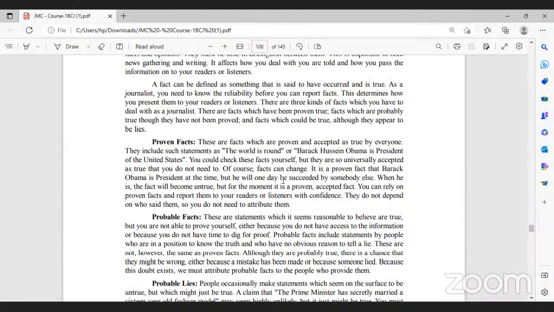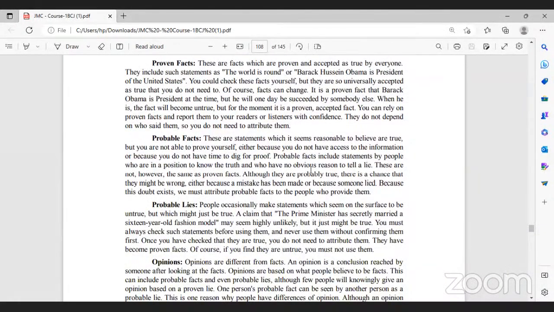Of course, facts can change. It is proven that Barack Obama is president at this time. After his tenure, he may not be there, but it's a proven fact. So the probable fact is also about reasonable belief.